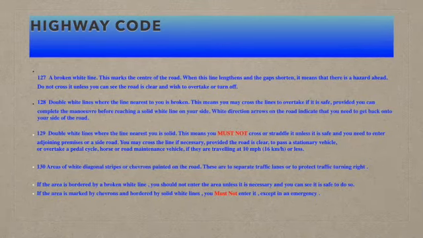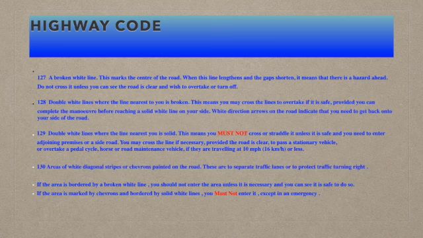Rule 127. A broken white line. This marks the centre of the road. When this line lengthens and the gap shortens, it means that there is a hazard ahead. Do not cross it unless you can see the road is clear and wish to overtake or turn off.